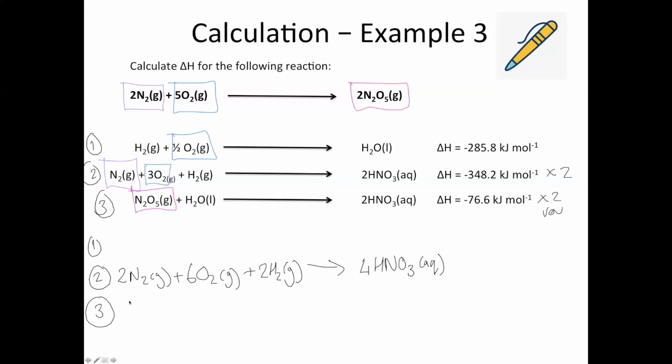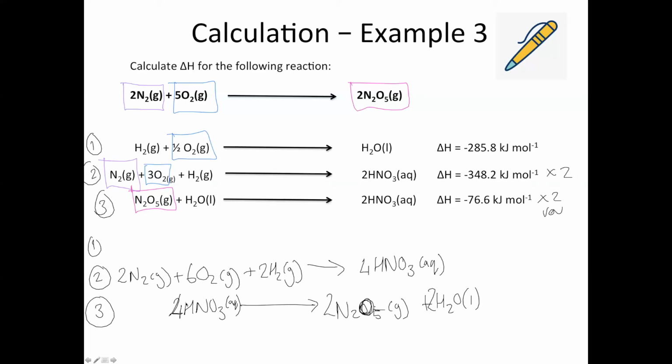Then number 3, we're reversing it, so I'll write it first. State symbols are important here, but if you're writing them down, you don't need to, as long as you remember if things are gases. And then we need to multiply by 2, so that becomes a 4, that becomes a 2, and that becomes a 2.